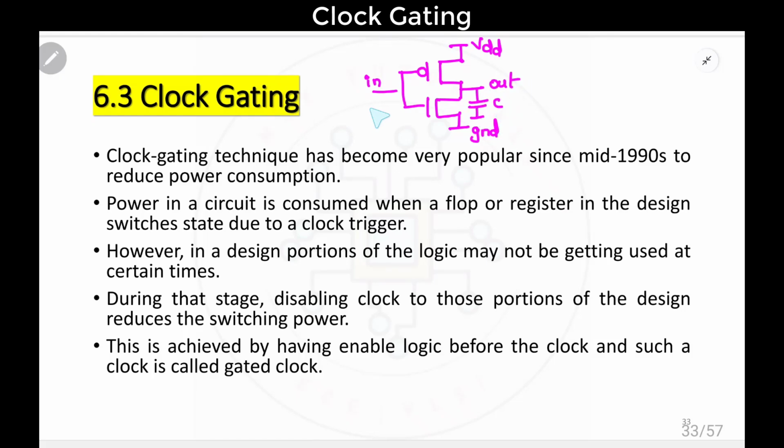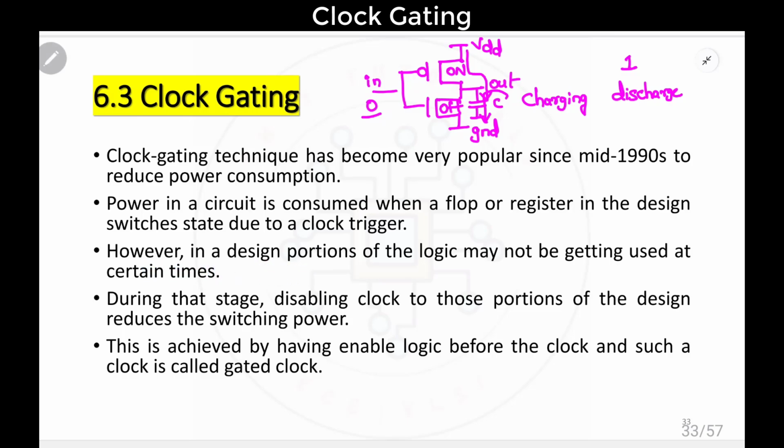Whenever you are applying inputs, that is, whenever input is equal to 0, this will be on and this will be off. Whenever it is on, it acts as a short circuit. This leads to charging, so the capacitor will get charged. Similarly, when you apply 1 at the input, it will get discharged. So charging will happen through PMOS and discharging will happen through NMOS. This is nothing but switching activity. Whenever the input is switching, this leads to charging and discharging of the capacitor, which leads to some dynamic power consumption.